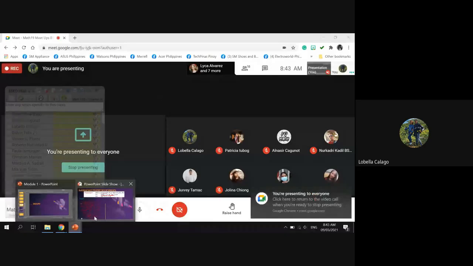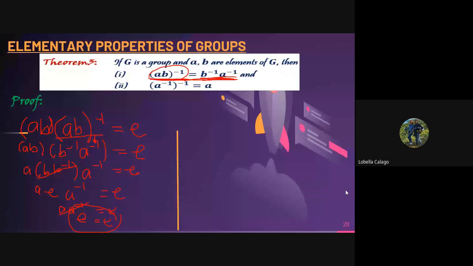My signal keeps dropping. Okay, so since I proved that AB inverse is equal to this one, because the answer gave me E, therefore it is proven. As long as we can show that this one is equal to E, when I change AB inverse into this one, it must also be equal to E. Since both equal E, they are the same. That can already be part of the proving.